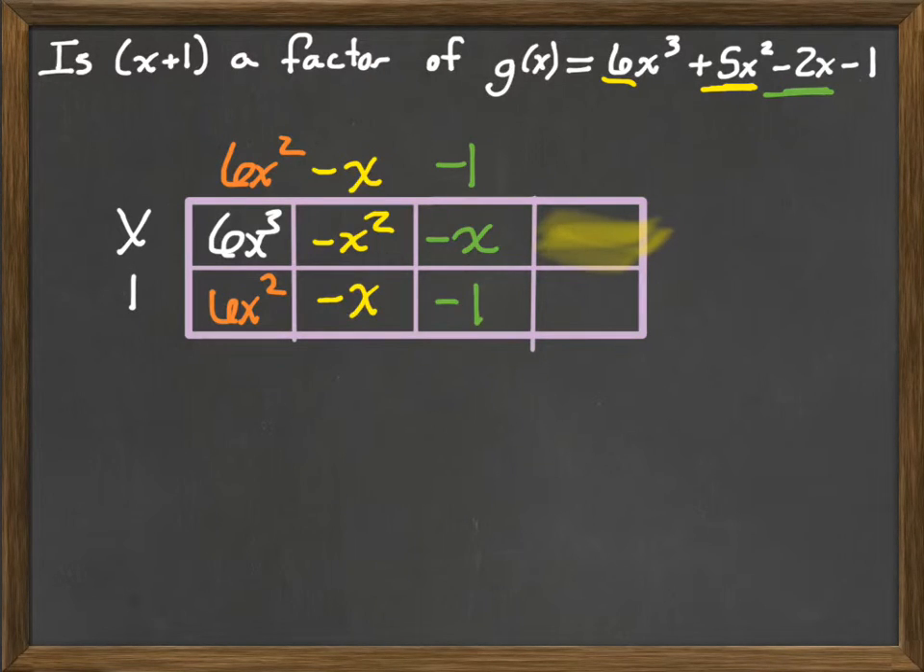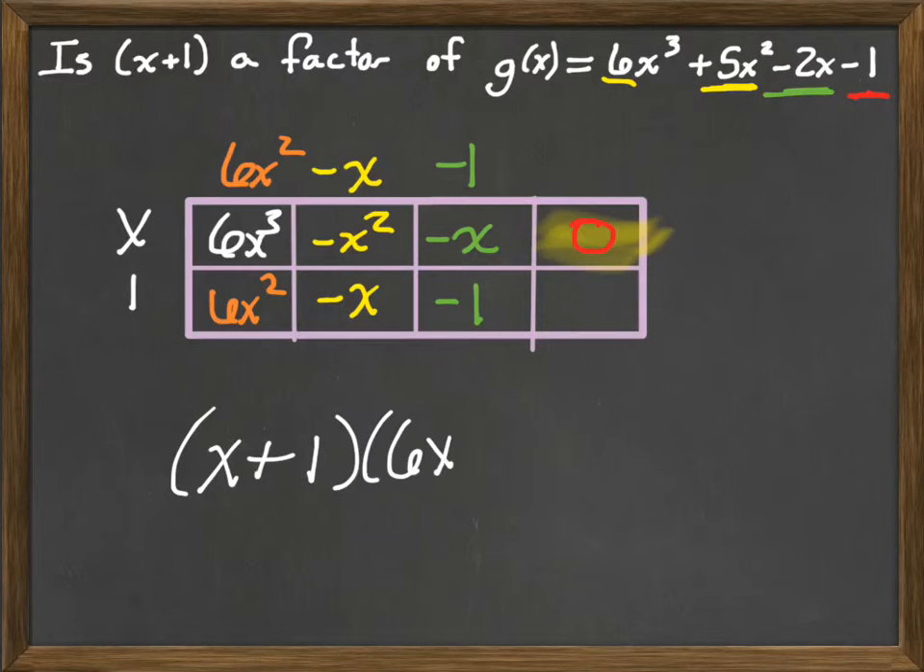Therefore, my remainder to get to that negative 1 is 0. That means that x plus 1 times 6x squared minus x minus 1 is that g of x. So, yes, this is a factor.